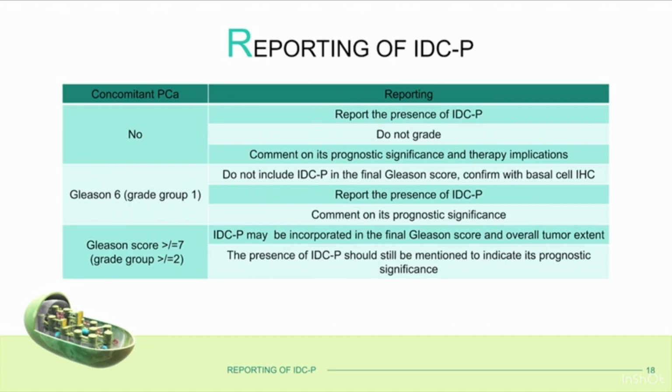And if there is already concomitant prostate carcinoma which has Gleason score more than or equal to 7, that is, total grade group more than or equal to 2, then you can include the IDC-P lesion into the final Gleason score as well as in the overall tumor extent. But you shall still comment on the presence of IDC-P as its prognostic significance is very different.